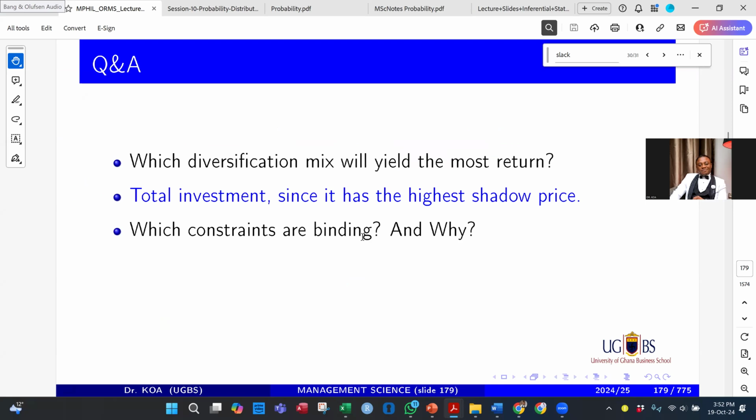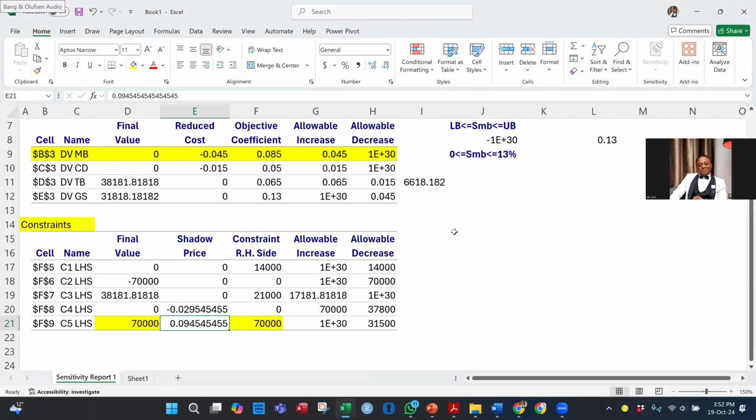Which constraints are binding and why? So look at a constraint. Can you tell me which constraints are binding? Can you give me which constraint is binding or are binding? Can you give me one? We have C1, C2, C3, C4, C5. Which constraints are binding? C5 is binding. That is correct. Which other one? Patrick says C5. Which other one is binding?